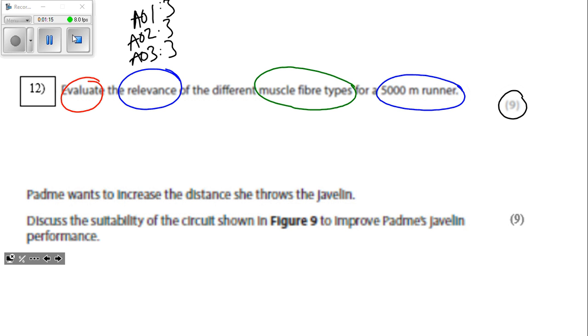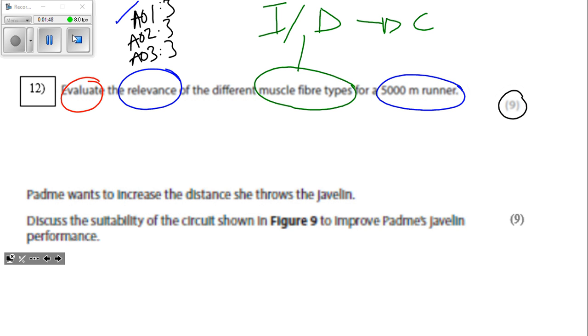So first of all, it's really important that we identify and define each one. When I say define, I just mean give the characteristics of each one. I'm obviously just abbreviating here on the board for you just so you can see, but hopefully you can hear me as well, and that's going to give you the information that you need. Once I've done that of each muscle fiber type, that is likely to be working towards some of my AO1 points. Okay, that's obviously the first bit.